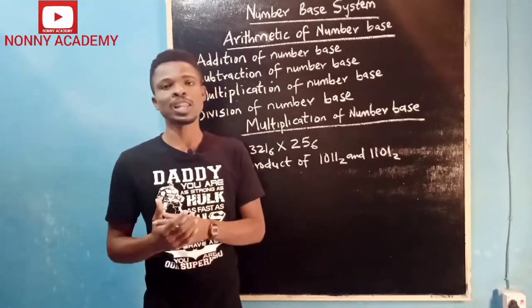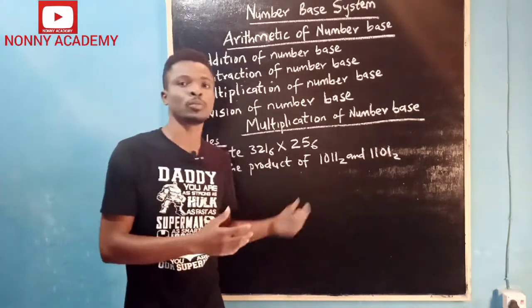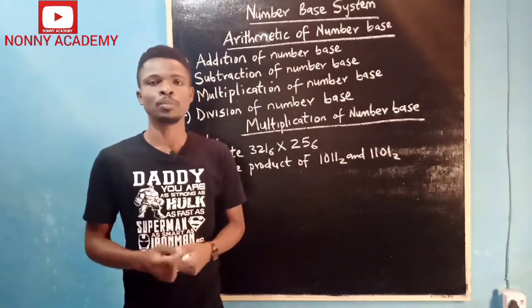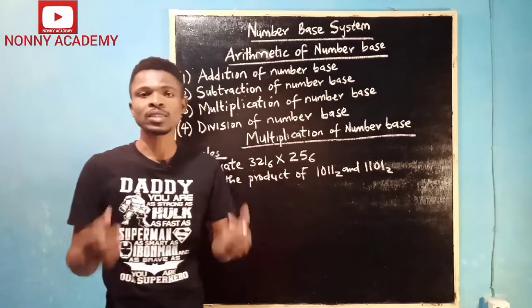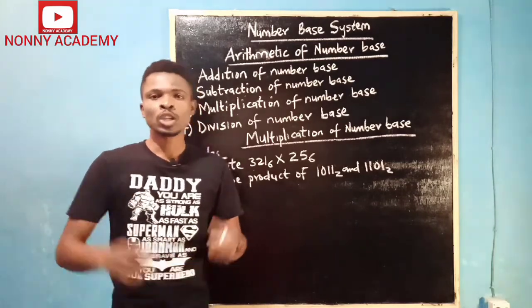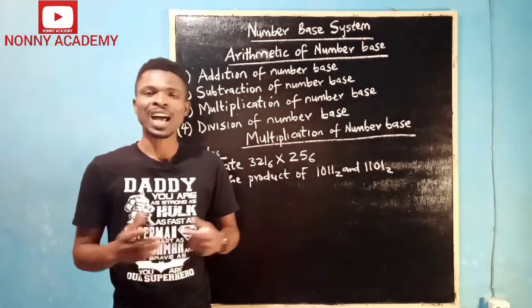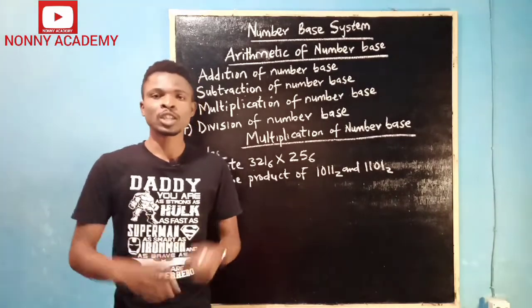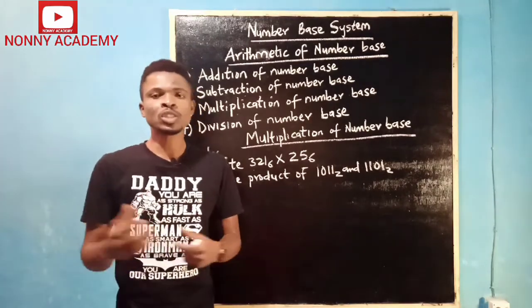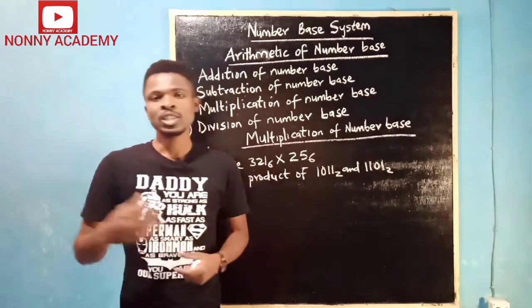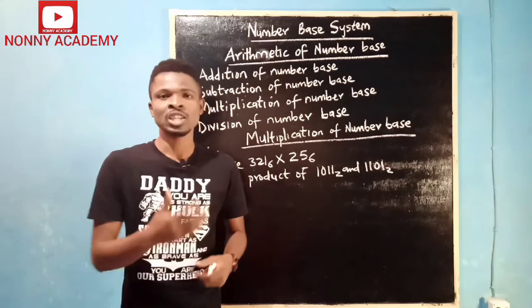Like I told you guys in my last video, we need to follow some certain rules in order to solve problems under arithmetic of number base. Rule number 1, ensure that the bases of the digits are the same. Rule number 2, if the number is less than the base, take the number as the answer. Rule number 3, if the number is equal or greater than the base, use the base to divide the number. Take the remainder as the answer and move the number to the next digit.